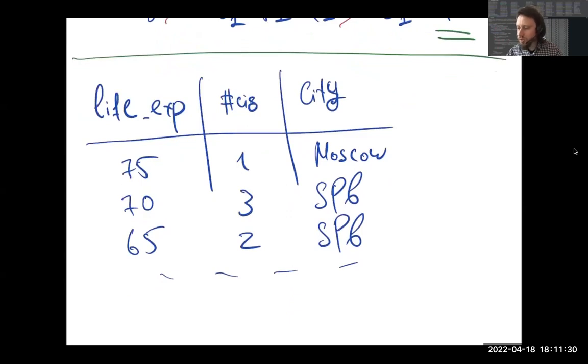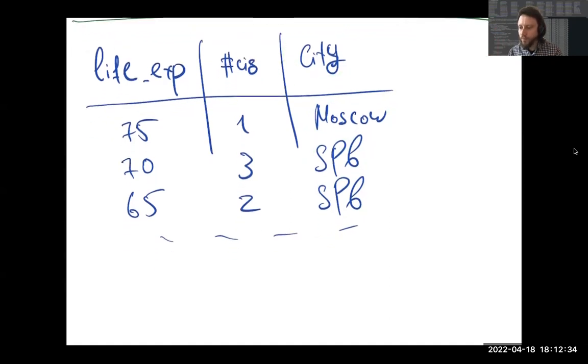And I expect that city can also affect life expectancy. For example, I can assume that people in St. Petersburg live longer because of better ecology there than in Moscow, or vice versa. Probably it's the opposite effect: probably people in Moscow live longer because of better healthcare. And I want to take into account this effect of city in my regression model. But I cannot just put this city into my model because I have to do some arithmetic with these values. How do you think I can take into account this city variable?